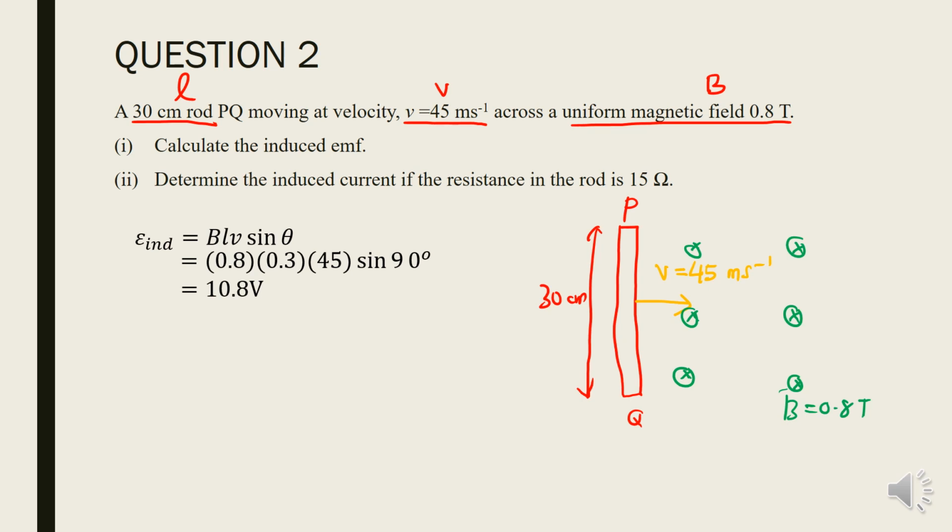And number 2, determine the induced current if the resistance in the rod is 15 ohm. So here we use Ohm's law. Induced EMF is equal to induced current multiplied by the resistance. We need to find the induced current. So you can substitute the values and we can find the final answer, which is 0.72 ampere.